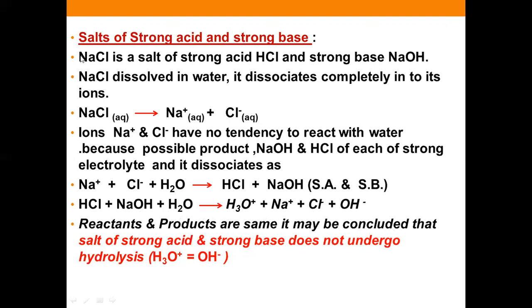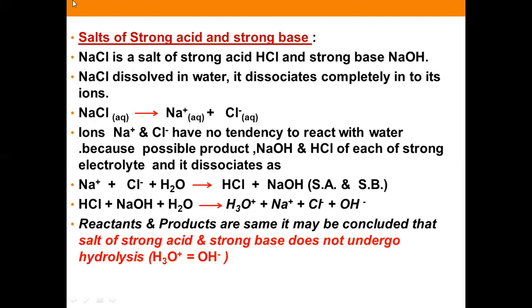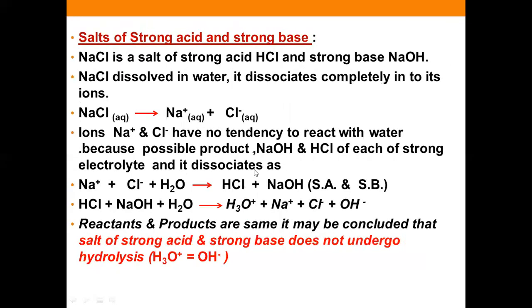For 2 marks, one question will be asked. Which type of question will be asked? Explain the salts of strong acid and strong base do not undergo hydrolysis. For 2 marks, this question will be asked. Next, the salts of strong acid and strong base is over.